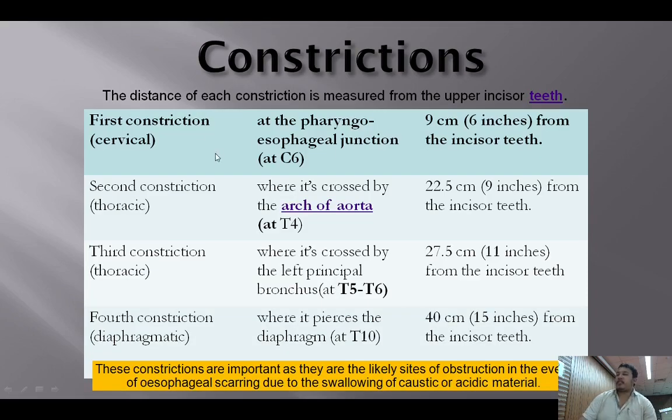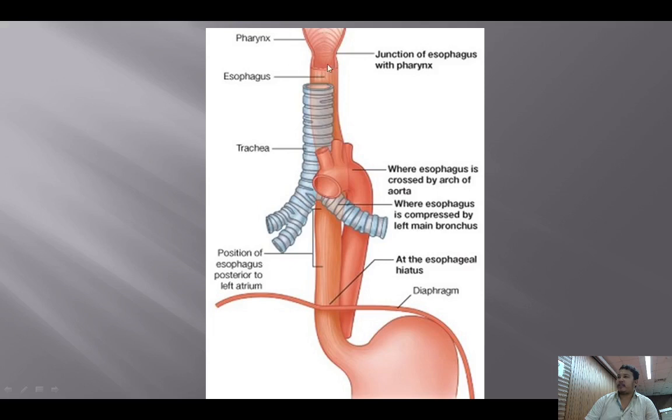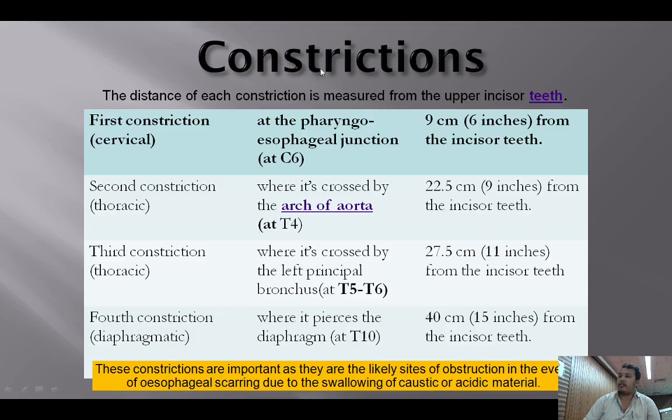There are some constrictions in the esophagus. This is important. The first is called the cervical constriction at the cricoesophageal junction. When the esophagus begins here, it is constricted. Constriction means the lumen becomes narrow. As the lumen becomes narrow, the size of the esophageal lumen becomes smaller. So that is at the pharyngoesophageal junction.